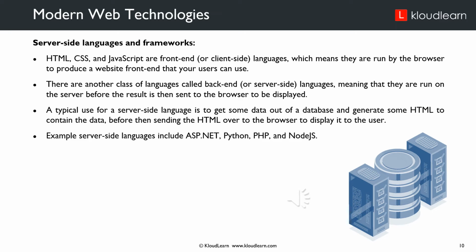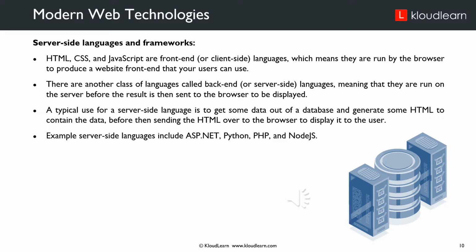Server-side languages and frameworks. HTML, CSS, and JavaScript are front-end or client-side languages, which means they are run by the browser to produce a website front-end that your users can use. There is another class of languages called back-end or server-side languages, meaning that they are run on a server before the result is then sent out to the browser to be displayed.